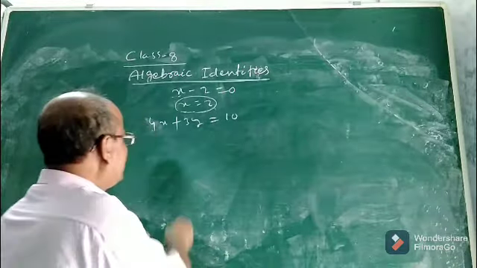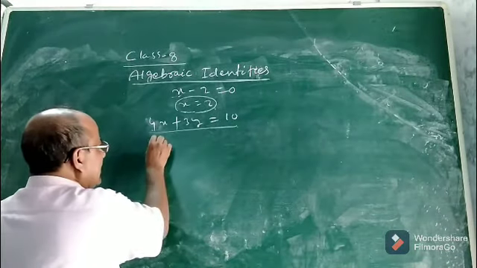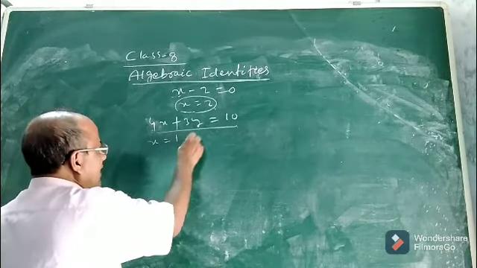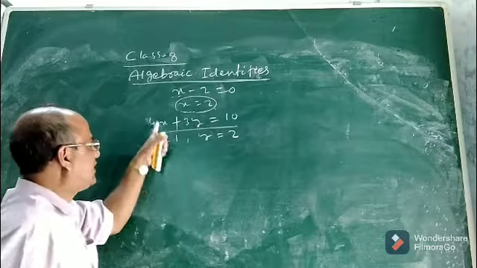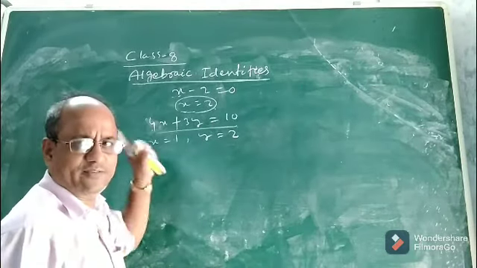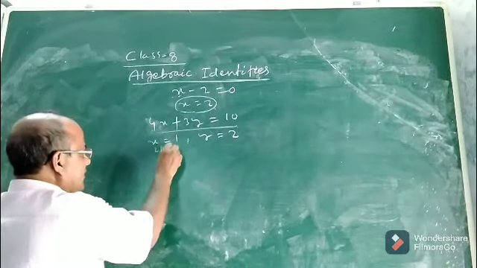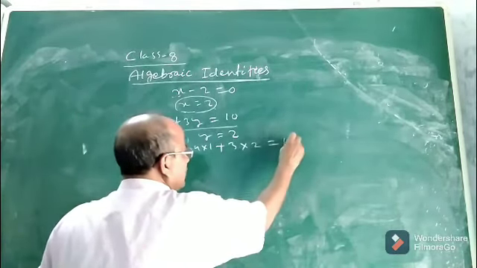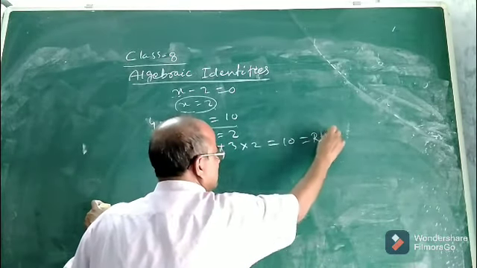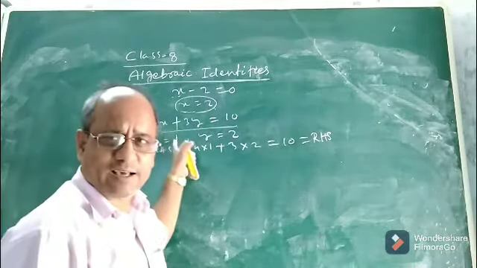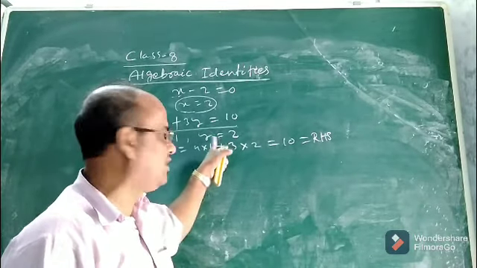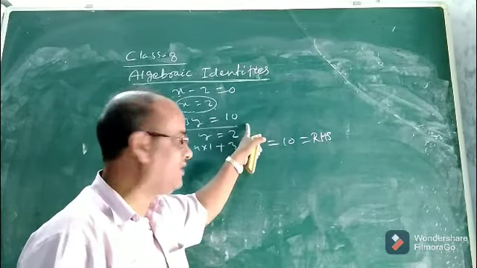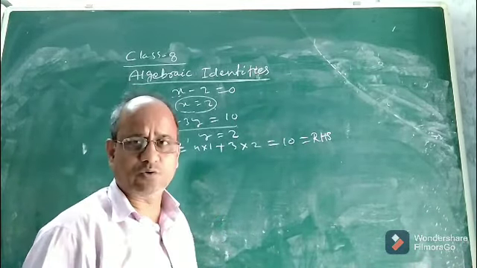Now, if I ask you, suppose we take x equal to 1 and y equal to 2 and put this in the LHS. So what will be the value of LHS? Let us find out. 4 into 1 plus 3 into 2, which is equal to 10, that is RHS. You see, by taking x equal to 1 and y equal to 2, the value of LHS and RHS are the same. That means this equation is satisfied for x equal to 1 and y equal to 2.